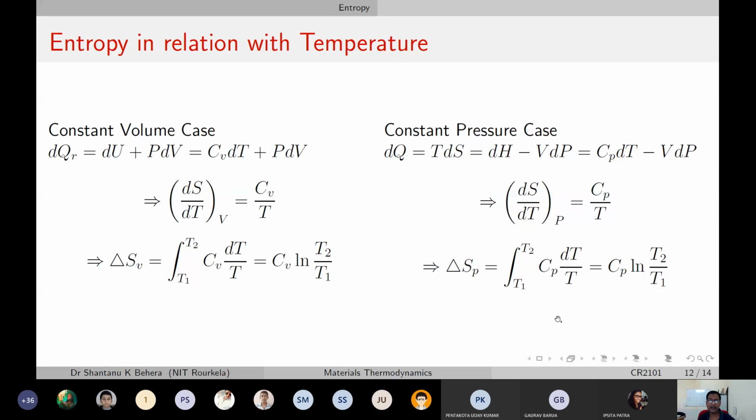Or simply you can write that dS at constant pressure is Cp d ln T. When you want to integrate over that, sometimes we write integral Cp d ln T instead of dT by T. The same thing applies here. So the commonality is that in a constant volume process, you relate to Cv or internal energy, and in the constant pressure process we talk about Cp and enthalpy, right?